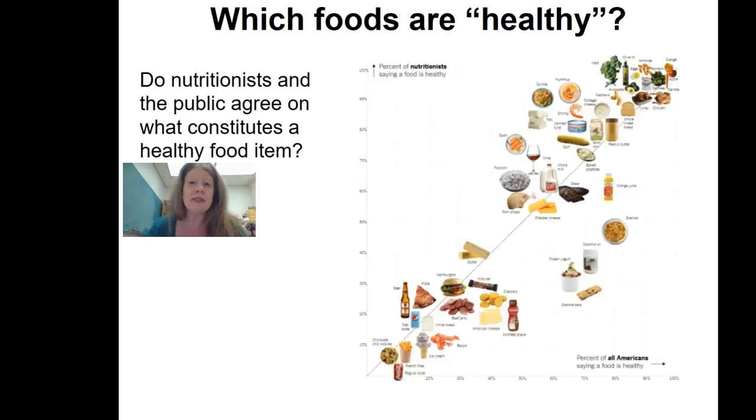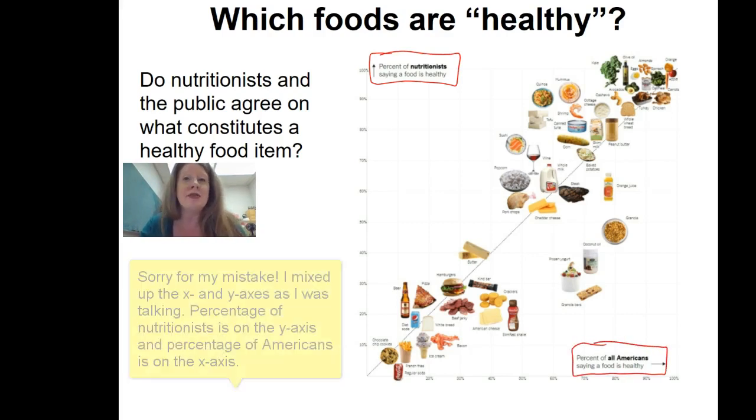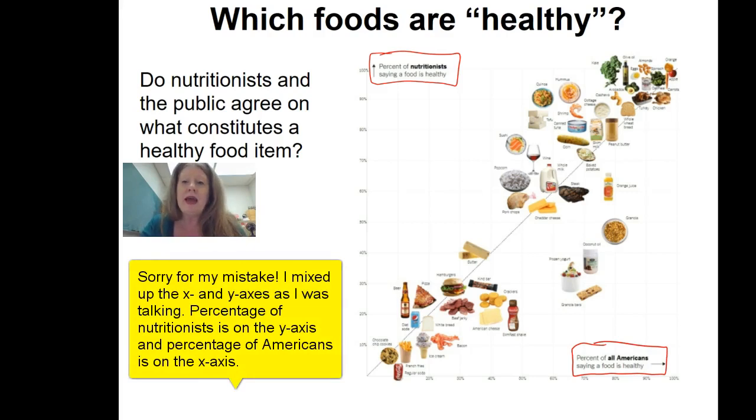And here's what we ended up seeing. So here's what the scatter plot looks like. On the x-axis here, we have the percentage of nutritionists who say the item is healthy. On the y-axis, we have the percentage of Americans who think the items are healthy. And what you can see here is that there does tend to be a good amount of agreement. So, as the percentages get higher for Americans, they get higher for nutritionists.